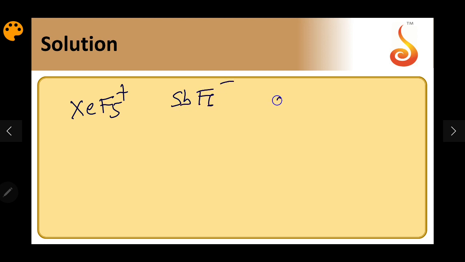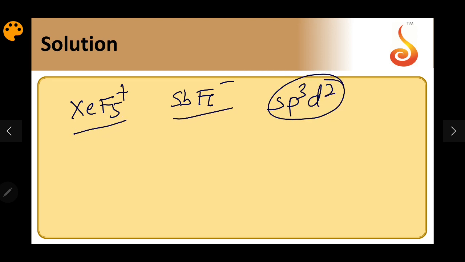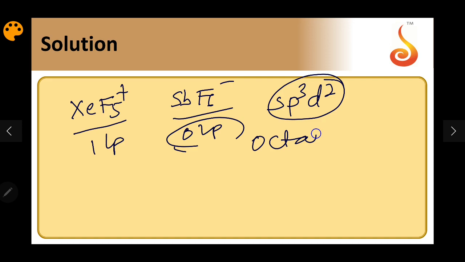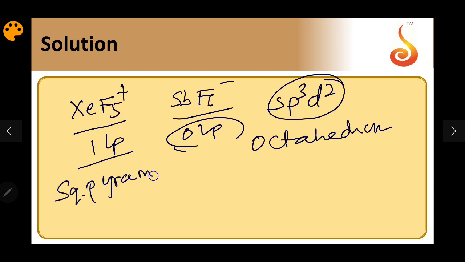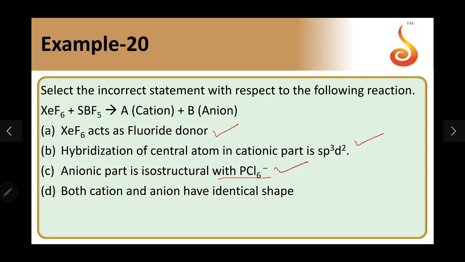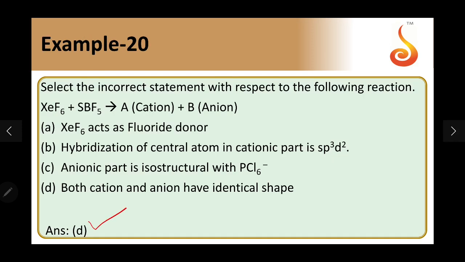Both are definitely sp3d2 hybridization, but the shape is different because this one has a lone pair, and here 0 lone pairs are there. This is octahedron and this will be square pyramidal. So shapes are different, hybridization is the same. So D is a wrong statement. They are asking for the incorrect one, so it should be D. A, B, C are correct. So D is the answer.